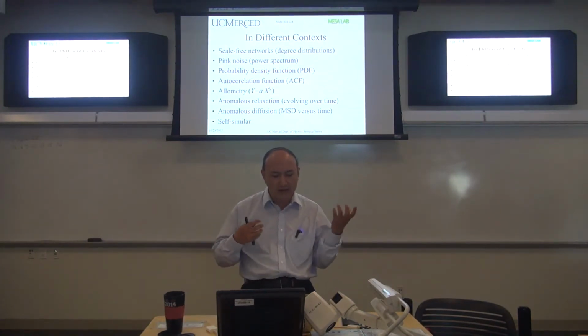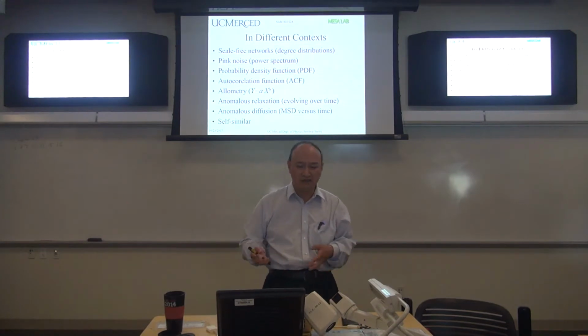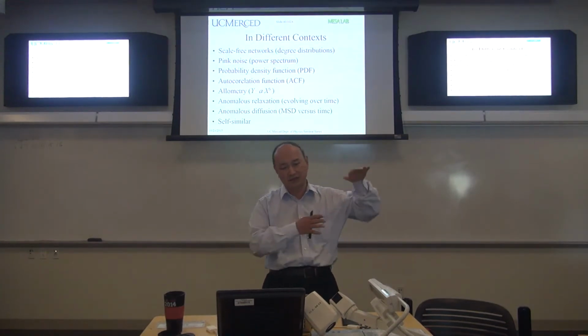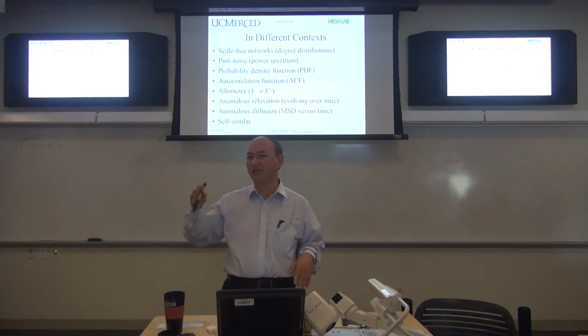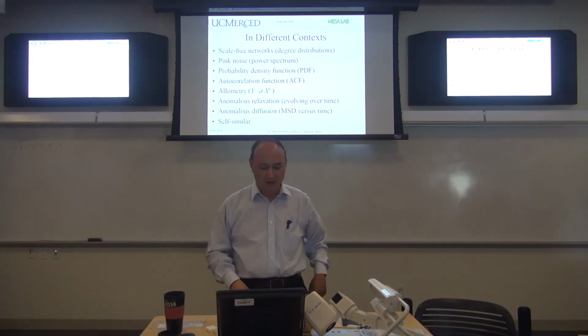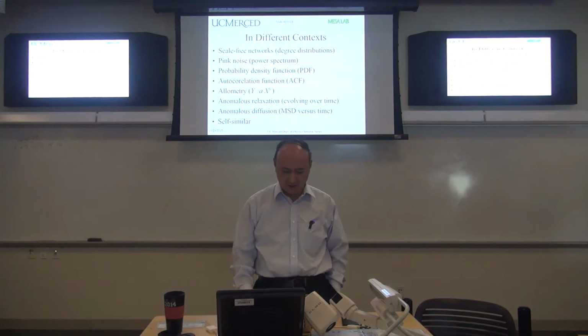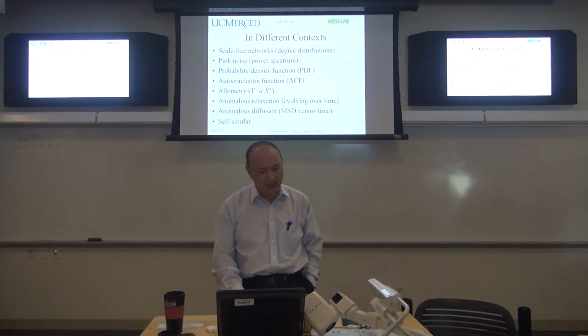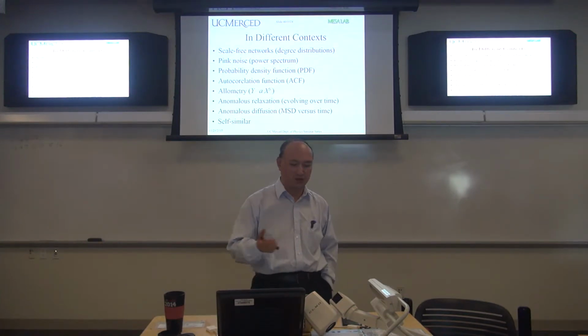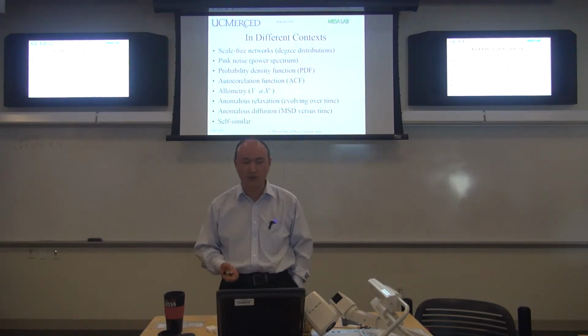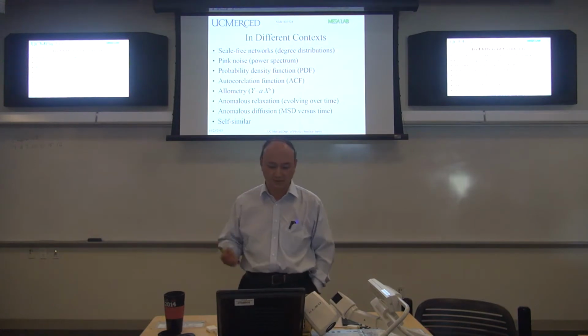And it also happens in the autocorrelation function, ACF. So the distance tau versus your autocorrelation: it decays not exponentially but algebraically. So that's another power law. And relaxation and evolution over time could also be very slowly decaying. That's an inverse power law. Anomalous diffusion, in terms of MSD, mean square displacement versus time.